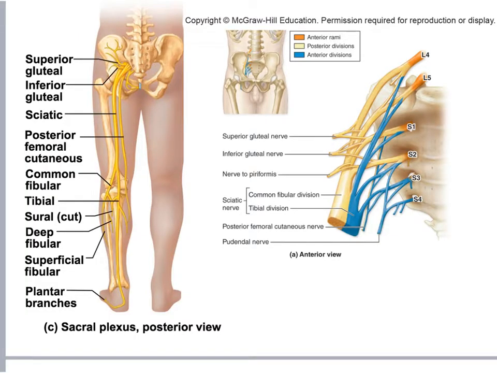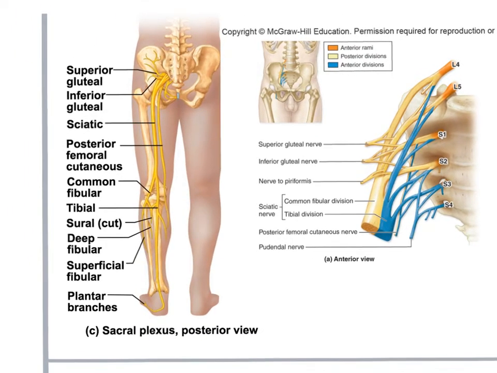The sciatic is the longest and thickest nerve in the body. You can see it here. Okay, so it comes out of the back, and this right here is the sciatic nerve, and then it splits, all right, into the tibial, okay, which is there, and the fibular, which is here, okay.